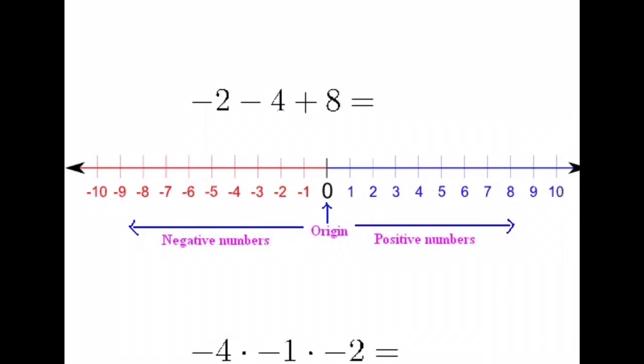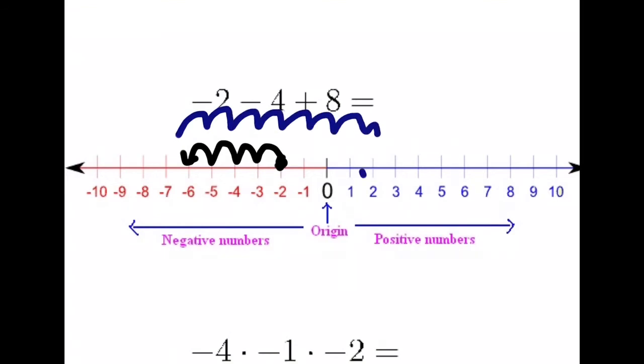So let's try the same approach, but now we're adding and subtracting 3 different numbers. We begin here at negative 2, and when we subtract 4, that means we head left 4. So now we're at negative 6. Then we add 8. So I go to the right 8. You'll end up at 2.